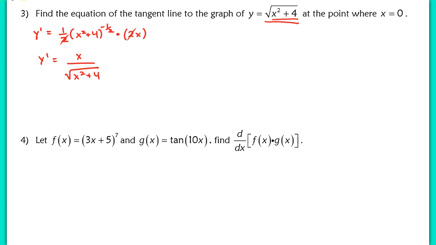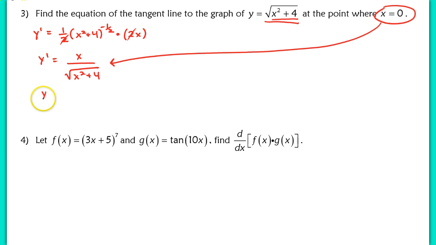Now if we are looking for the equation of the tangent line when x is equal to 0, we have to plug x is 0 into our derivative here to find the actual slope. Now when you do that, you end up with 0 divided by the square root of 4. So this is not undefined, it's actually just 0. So that's telling you that the slope of this line is 0, so you have a horizontal tangent.